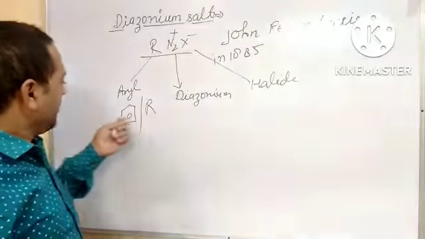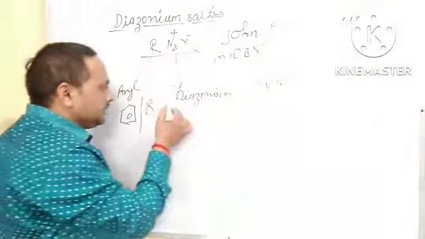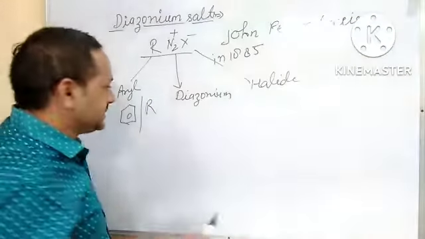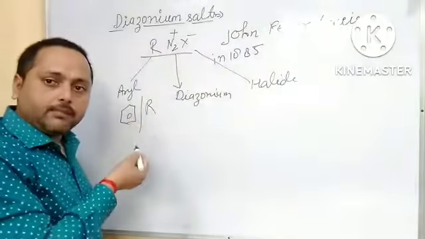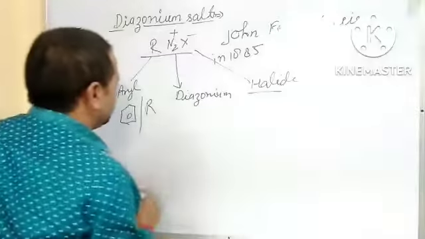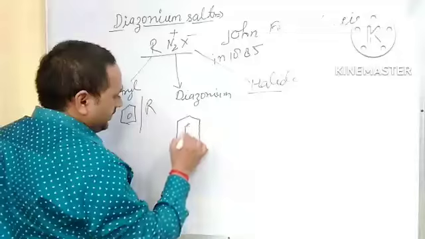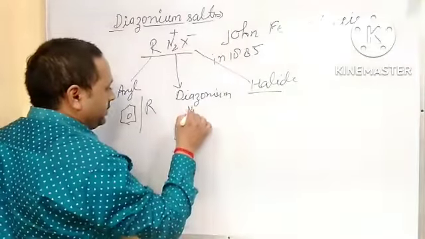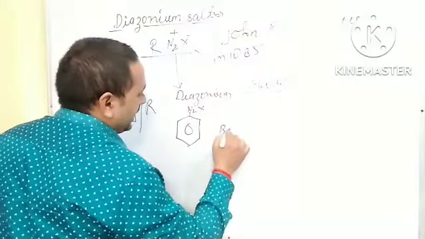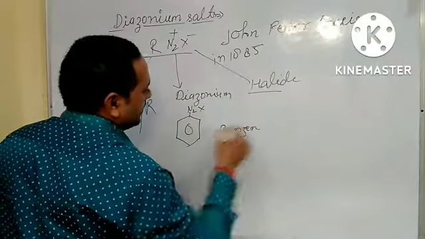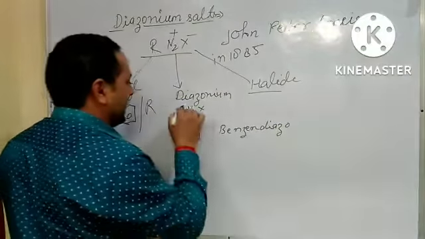By adding the suffix diazonium to the parent compound, followed by halide. Means the name of the compound is given like this. If I write N2X here, what is benzene? This is the parent hydrocarbon. Due to this, we add diazonium.